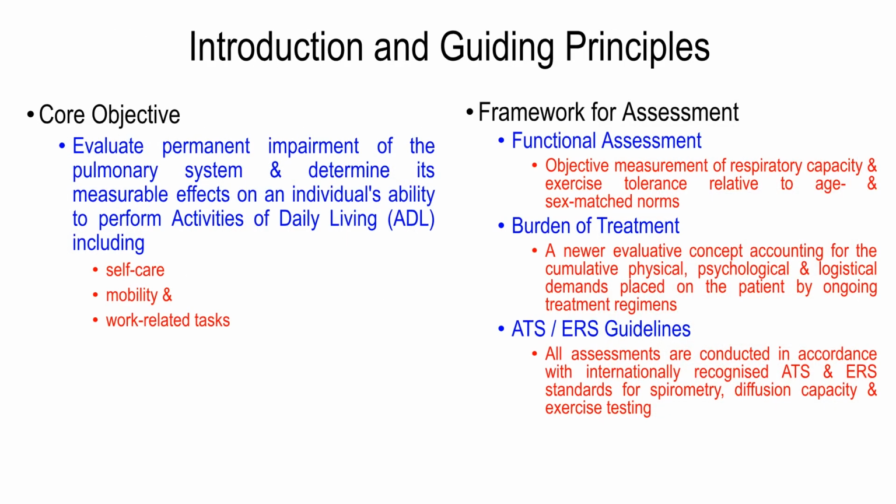The core objective is to evaluate permanent pulmonary impairment and its effect on an individual's ability to perform activities of daily living, including self-care, mobility, and work-related tasks. The assessment framework includes functional assessment, burden of treatment, and adherence to ATS-ERS guidelines.